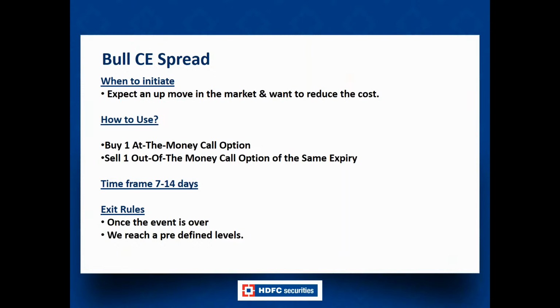Time frame: whenever you do this strategy for a monthly expiry, your time frame should be at least 7 to 14 days to be profitable. Exit rules: if you're playing it for an event and the event has unfolded, you should exit the strategy. Second, if the price has reached the level of the options you have sold, you should book profit. If you still want to hold on, you can initiate a fresh strategy by raising your strike prices.